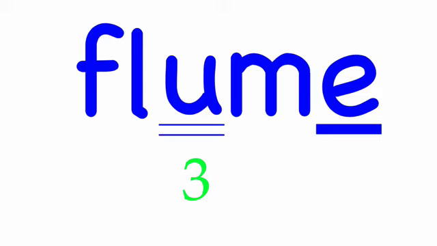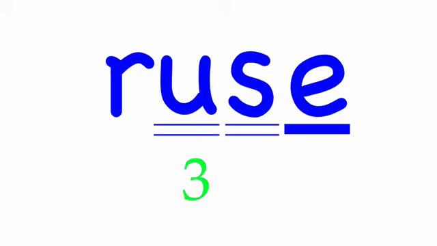Row 7. Ruse. Ruse. A ruse is a trick to deceive. Ruse. 3 sounds. R, U, Z. Ruse. Notice U represents its second long sound. We double underline it. S represents its second sound. We double underline it.